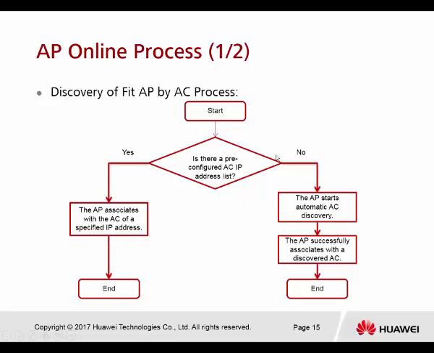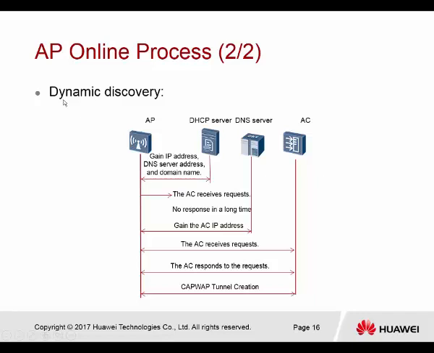If not, meaning we have never statically configured any IP address, then the AP will run the auto discovery to send a broadcast, and try to discover the AC. When it successfully associates with the controller, they will form the CAPWAP tunnel. Okay, this is a dynamic discovery. This is the complete process.